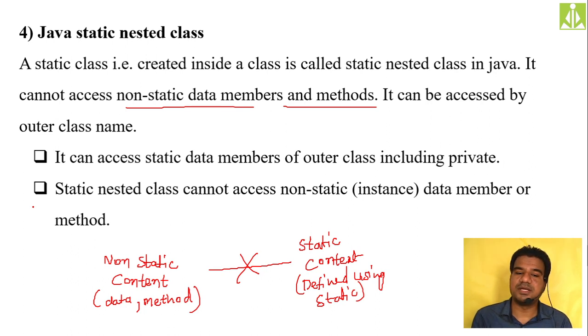Okay, we'll do one practical example. Over there you will understand this concept. Yes, the two important points that I have written over here: it can access static data members of the outer class including private. So even if your static data members are private, you can access those private static data members inside the static nested class as well.